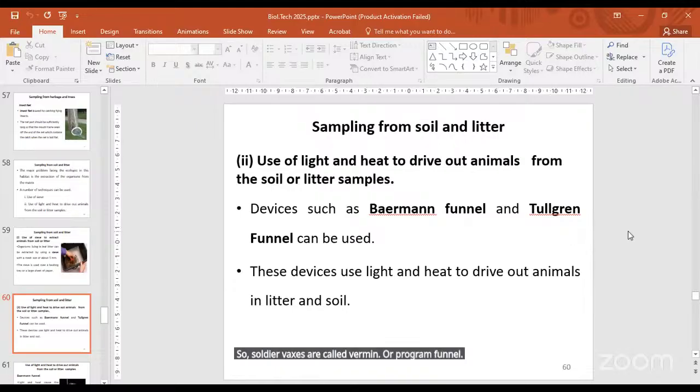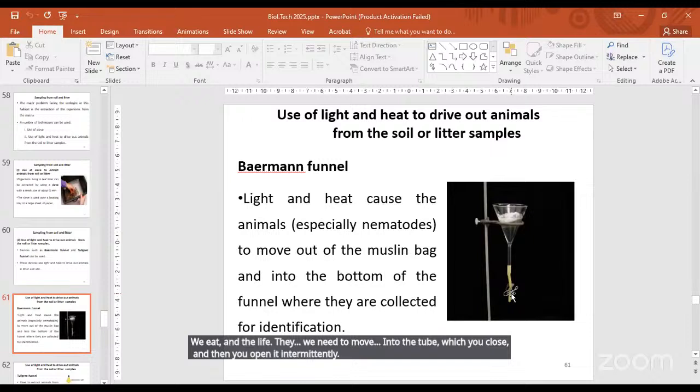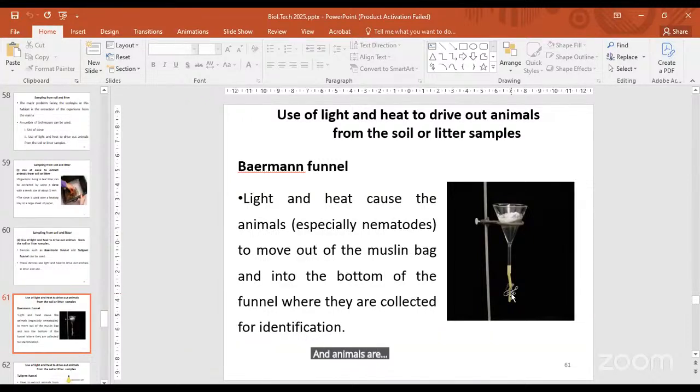And just a simple, this is it. This is a Berlese funnel. You put your soil sample in this place, and then you apply heat and light at the top. And then as the animals are trying to escape the heat and the light, they need to move into the tube, which you close and then you open it intermittently, and the animals are captured into your device.